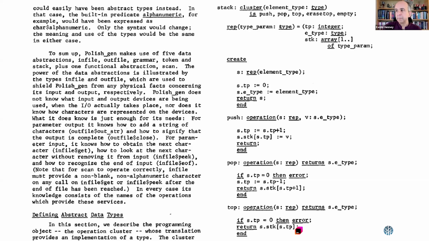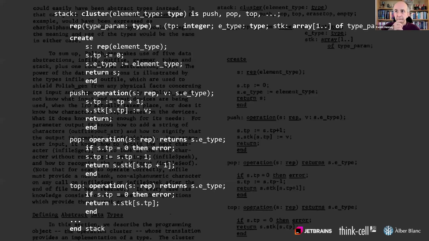So what's interesting about this is we've got a cluster, a module called stack, and then we're going to have a type that we are going to create, and we're going to organize a set of operations around those types. I've just shown a handful here. There are a couple of others. Create, which is effectively your constructor, push, pop, and top.